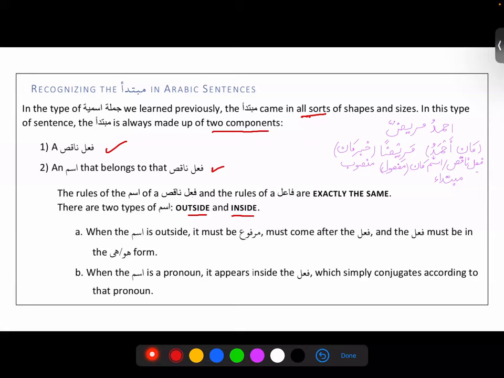We are going to look after this fail nakis, not before. When the ism is outside, it must be marfu, must come after the fail, and the fail must be huwa or hiya form. So only kana or mazala or zalla, huwa or hiya version, then we look for an outside ism. When the ism is a pronoun, it appears inside the fail, which simply conjugates according to that pronoun. So if it is outside, it is some proper ism, but if it is inside, then it is a pronoun.